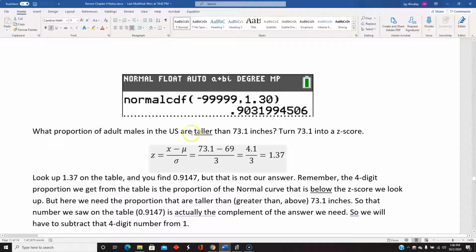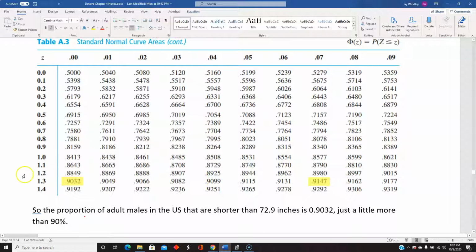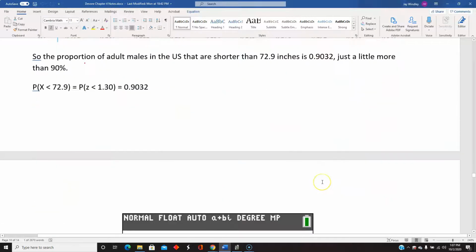What proportion of adult males are taller? Notice I'm underlining the word taller than 73.1 inches. So you turn the 73.1 inches into a Z-score, which is 1.37. And if you look up 1.37 on the table, you get 91%. So here's 1.37 on the table, 91%, 0.9147.